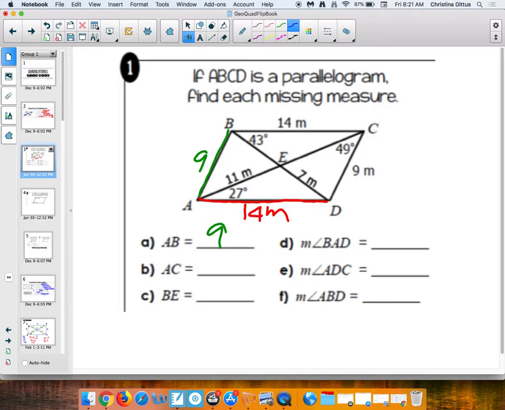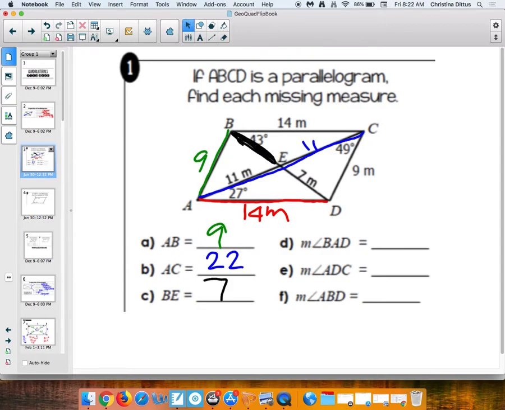How about AC, the whole line? 22. How'd you get it, Austin? It's 11 on both. Yeah, 11 AE, 11 EC, double it. 22. And BE has to be 7. Questions on sides?